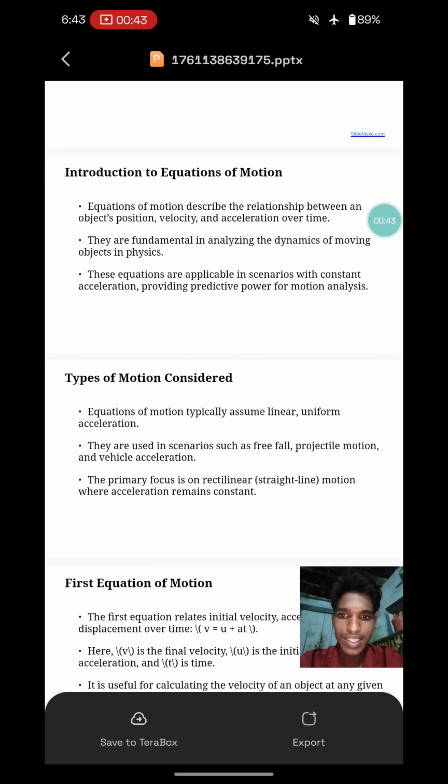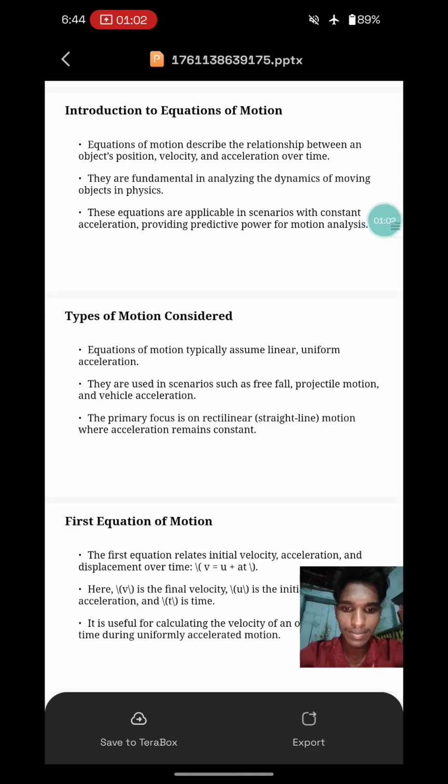Types of motion considered. Equations of motion typically assume linear uniform acceleration. They are used in scenarios such as free fall, projectile motion, and vehicle acceleration. The primary focus is on rectilinear, straight line motion where acceleration remains constant.